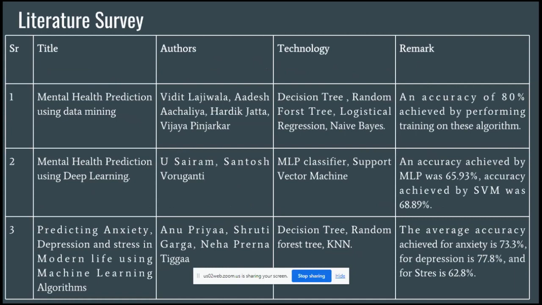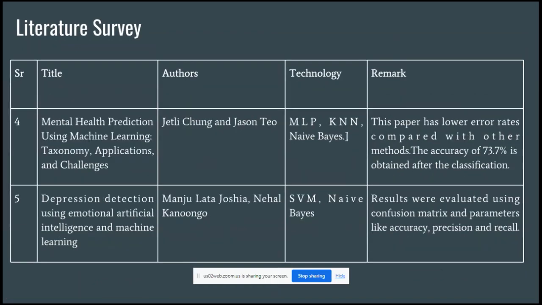We have gone through different research papers and implementation papers in which they use machine learning. All the different authors use different technologies such as MLP, support vector machine, and decision tree, and their accuracy is somewhere around 73 to 75%.